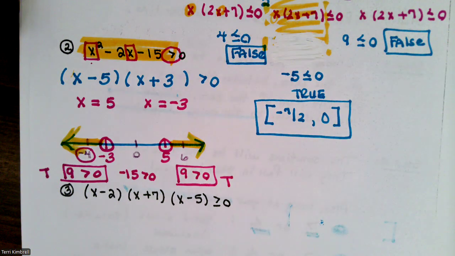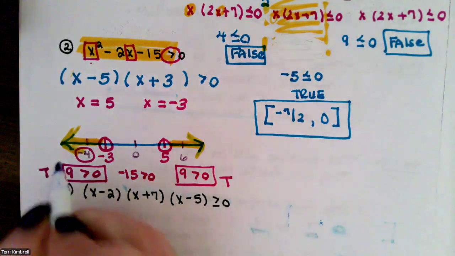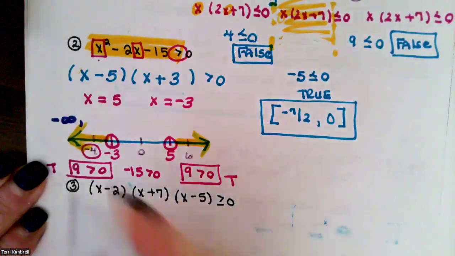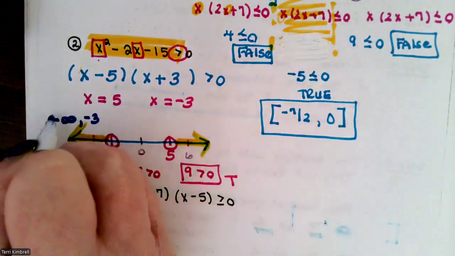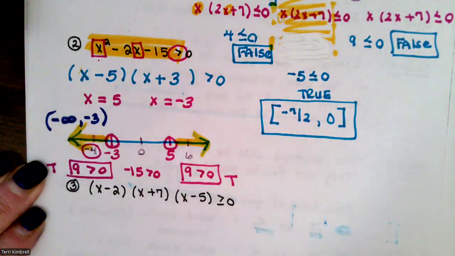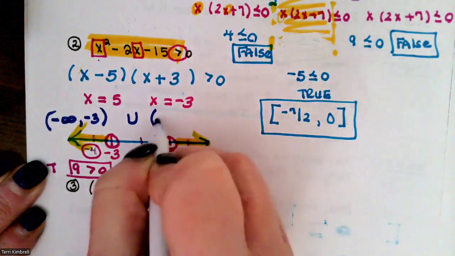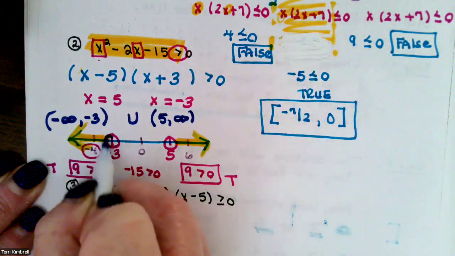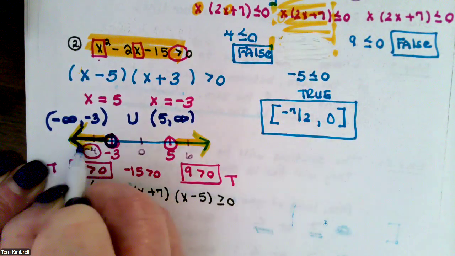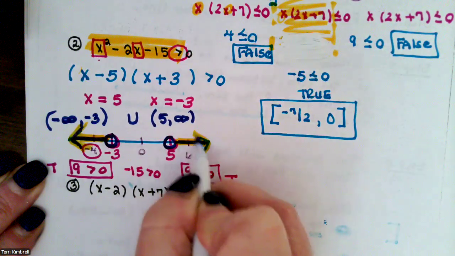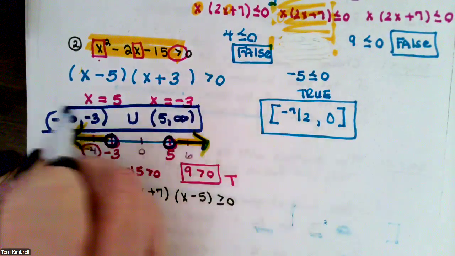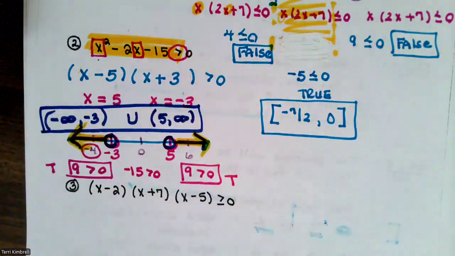Now we're ready to write the answer. So my answer is going to be from -infinity to -3, parentheses, union for or, and then it goes from 5 to positive infinity. So you're listing the rays here that were true, and they're going in opposite directions. That would be your solution.